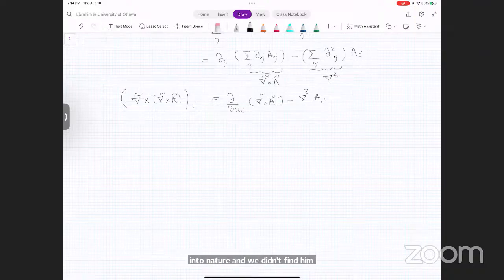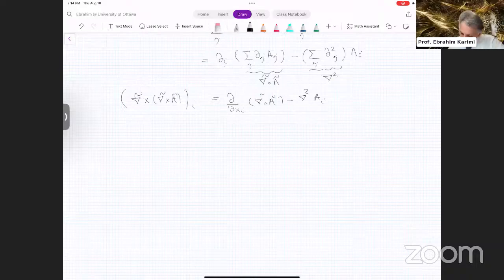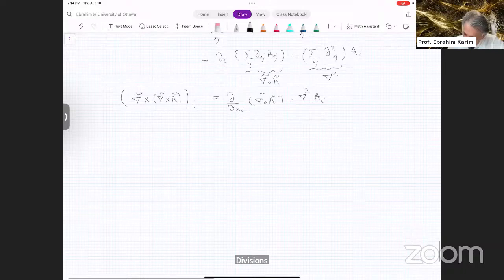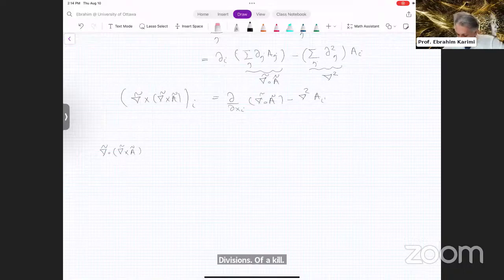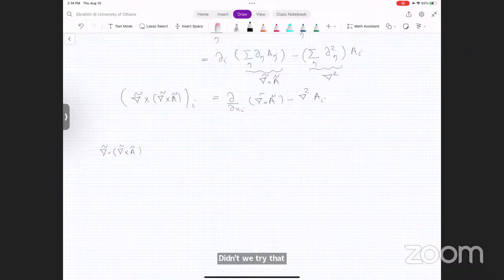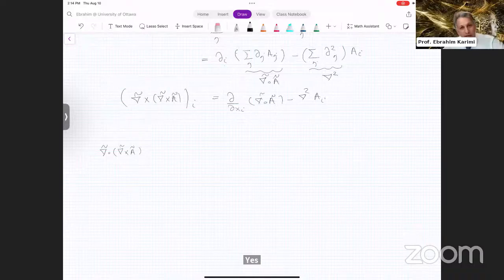Can you give an example of divergence of curl of a vector in the physical world? Divergence of a curl. Didn't we derive that? We did. It's 0, usually. And you will see that essentially these look like a magnetic field. You will see that later on, because that's equal to 0.